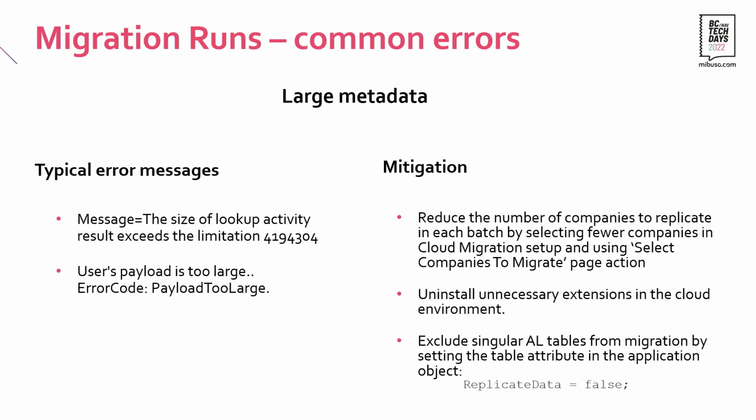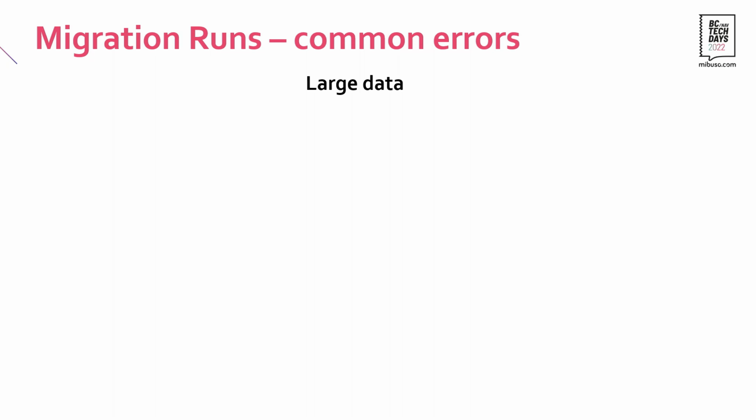And finally, for your own extensions, you can exclude some of the tables from cloud migration by changing the attribute on the AL table, replicate data, to false.